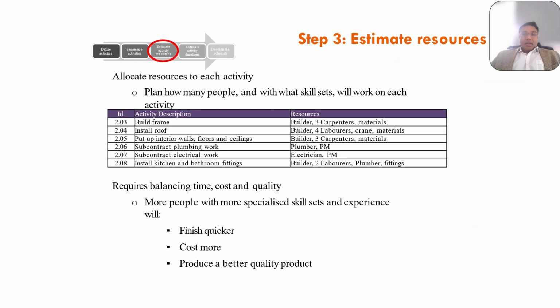Alright. Step 3 of schedule development is about estimating resources. Once you identify the resources needed for each activity, including your personnel, equipment, materials, and facilities, you need to put that into how these resources can be assigned to each activity. This step involves assigning the type and the quantity of resources required for each task.